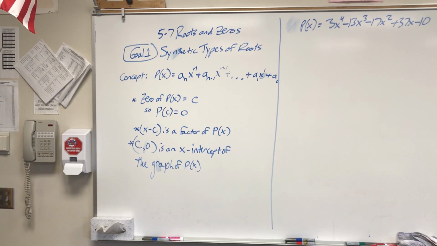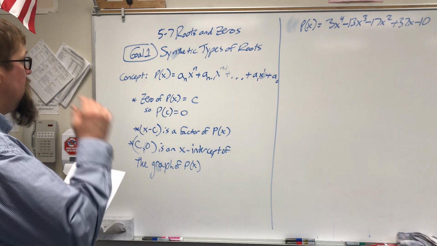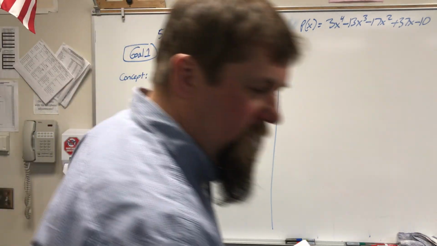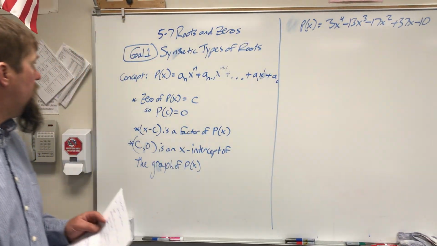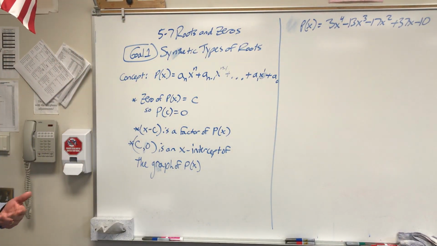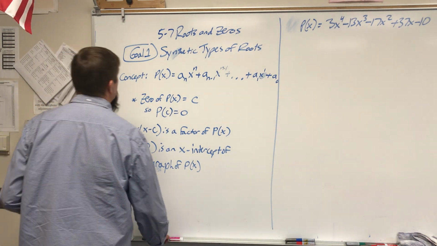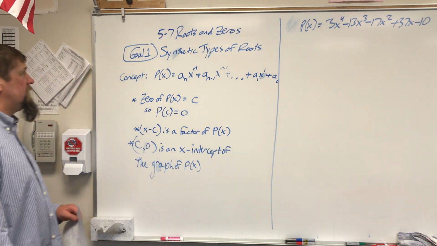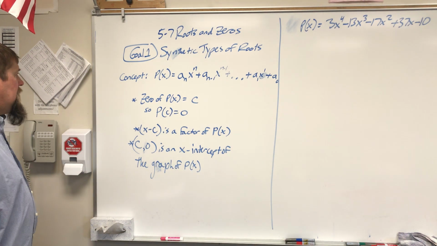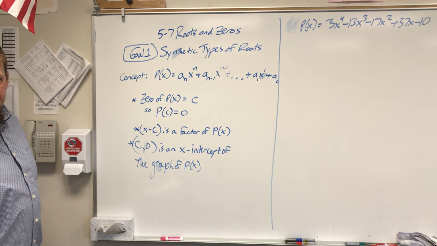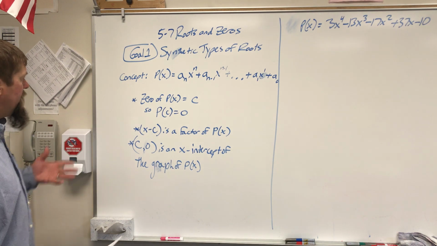Okay, today's lesson is on 5-7, roots and zeros. So basically we are going to use what we talked about yesterday with 5-6 and 5-5, factoring and so on. We're going to be putting it all together as we go along with this chapter. The first goal is to identify types of roots, and it's just a general type of concept here.